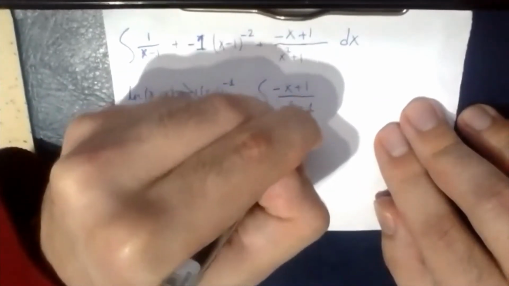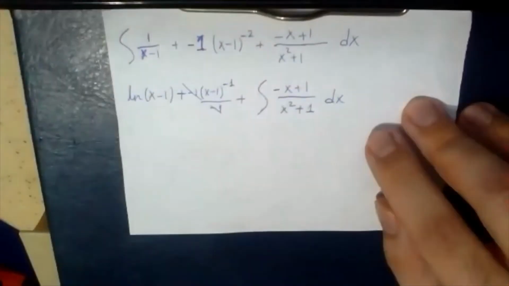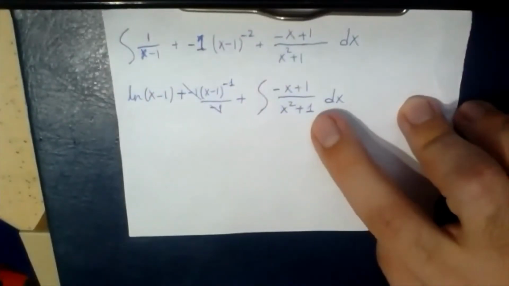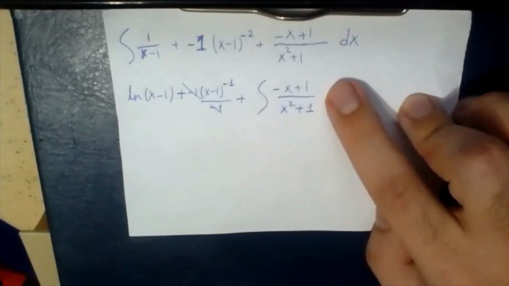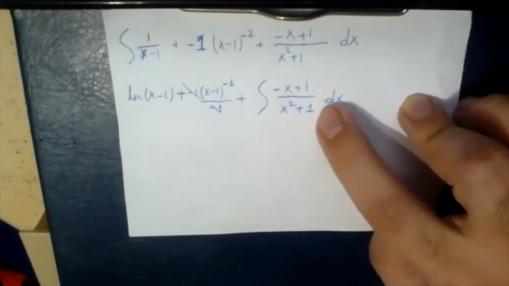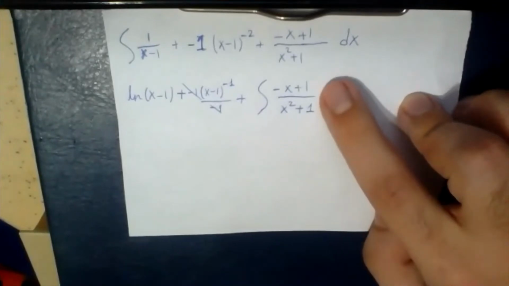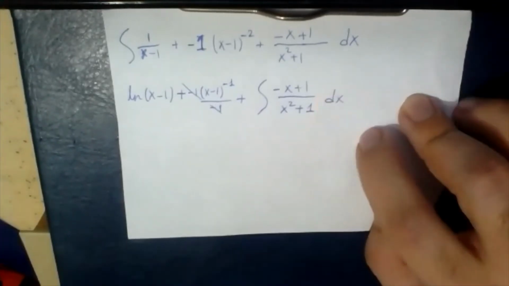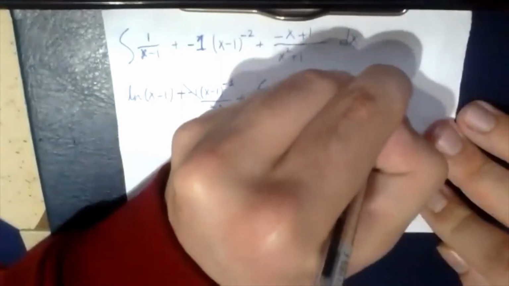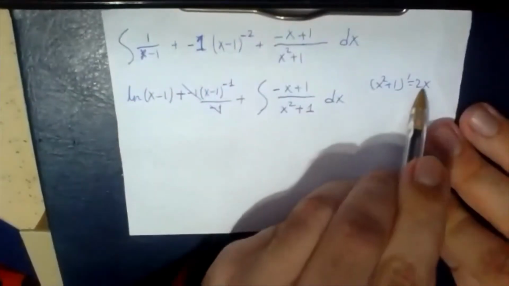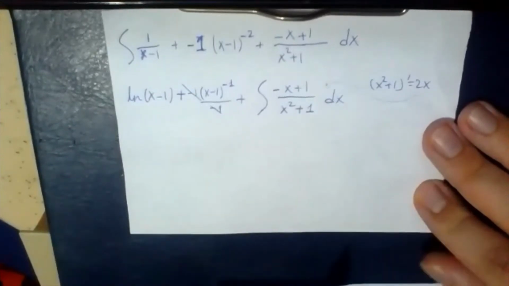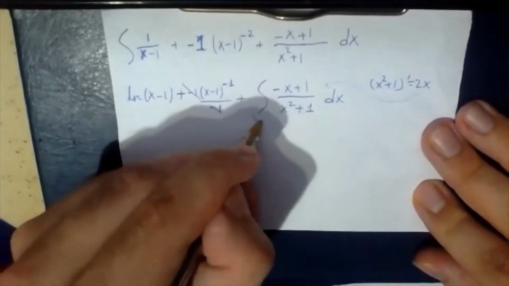Here we have again a rational function. In the denominator we have a polynomial with degree 2 and in the numerator degree 1. So it is possible to make the numerator resemble the denominator. What is the derivative of x squared plus 1? 2x. So I want to make the numerator resemble that. How can I do that?